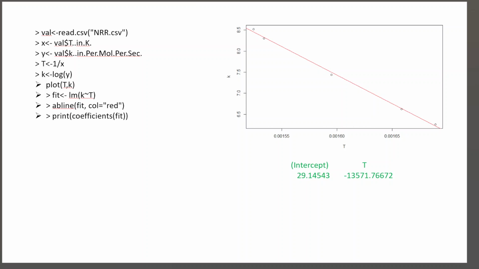Next, as I know the x-axis is 1 by T, I made a small arithmetic calculation where I changed the values of x to 1 by x and stored it in T. So now the temperature value is stored in T in Kelvin inverse.